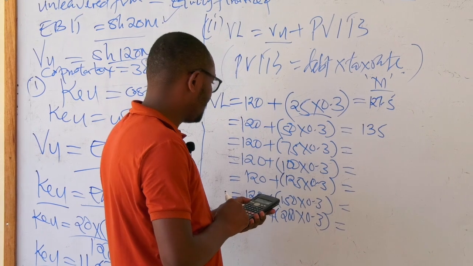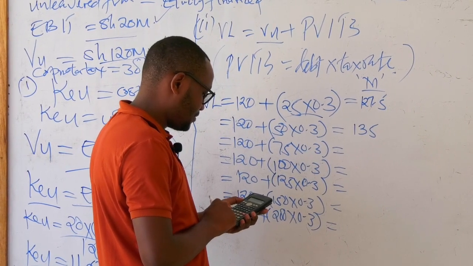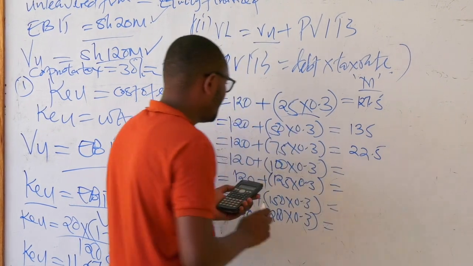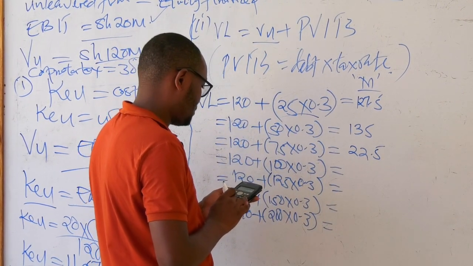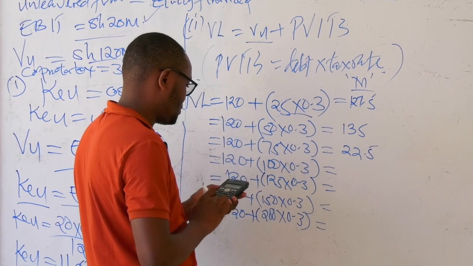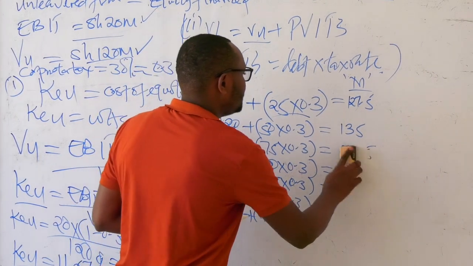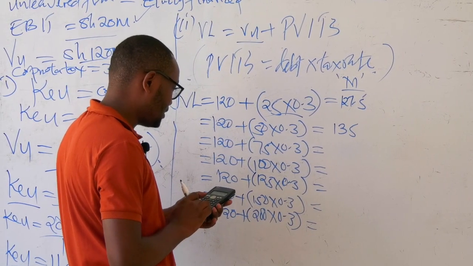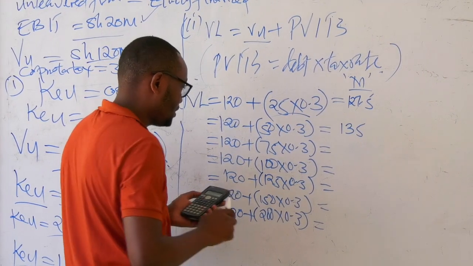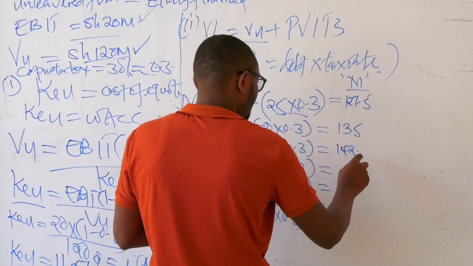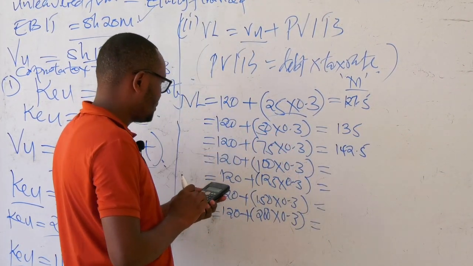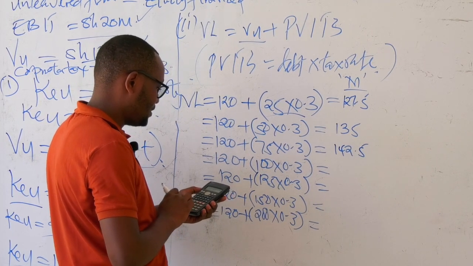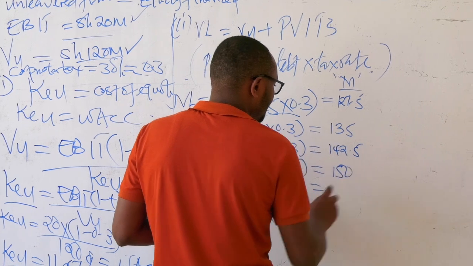The other one is 75 times 0.3, which is 22.5, plus 120. So let's go again: 75 times 0.3 plus 120 is 142.5. We have 100 times 0.3 plus 120, that is 150.